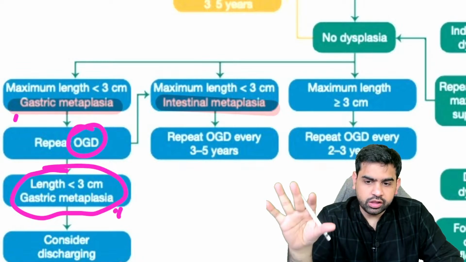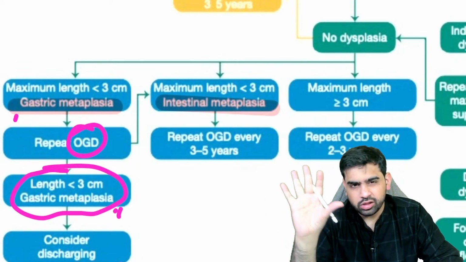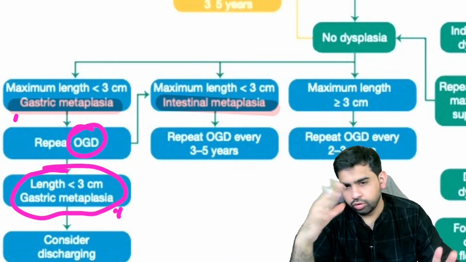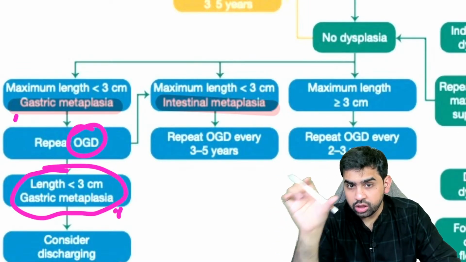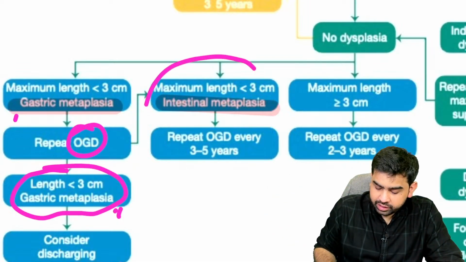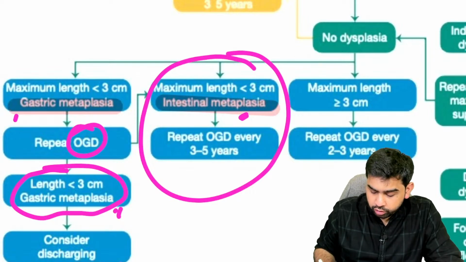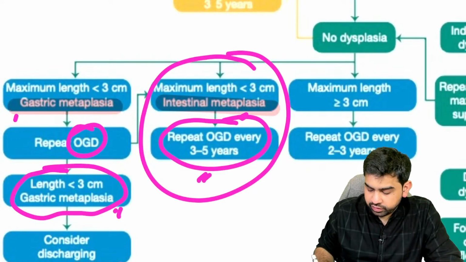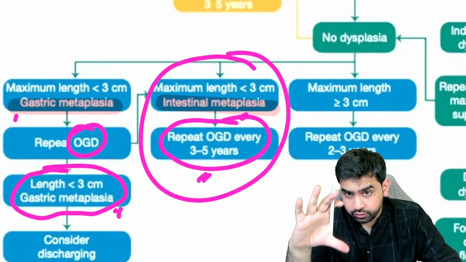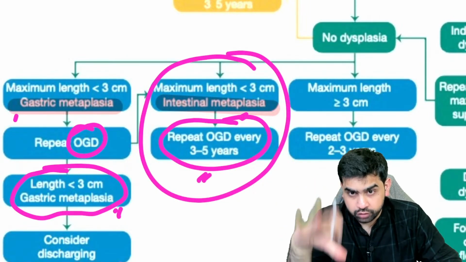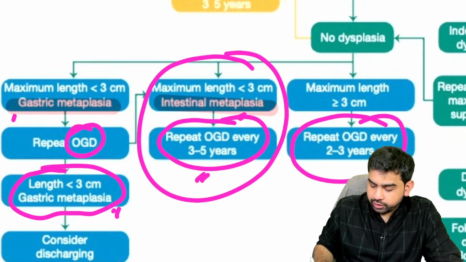Okay, so if there is a gastric metaplasia, this is the protocol which you follow. But in your mind, what you need to understand is the gastric metaplasia is like okay. So you don't order repeat upper GI endoscopy, especially if the length of the gastric metaplasia is less than 3 centimeters. If the length is less than 3 centimeters and there is an intestinal metaplasia, over here also you have to perform an upper GI endoscopy every 3 to 5 years. But if the maximum length of the esophagus which is involved is more than 3 centimeters, then you have to repeat an upper GI endoscopy every 2 to 3 years.